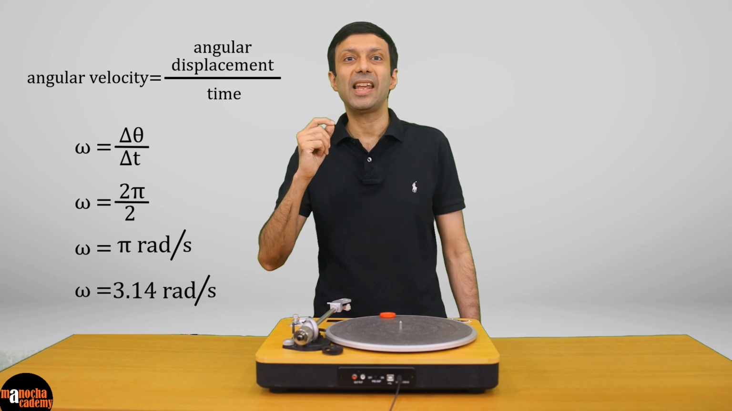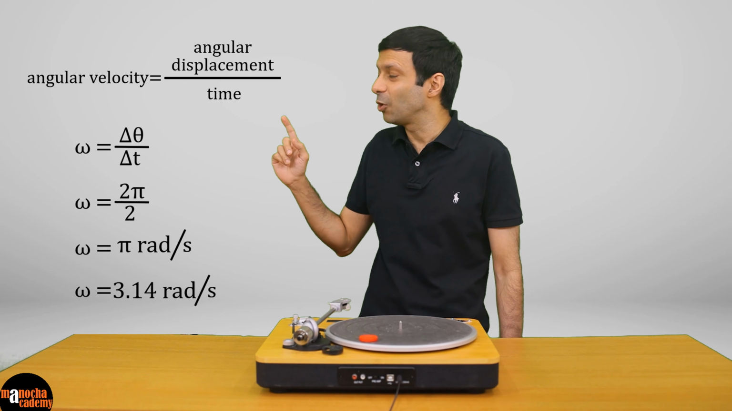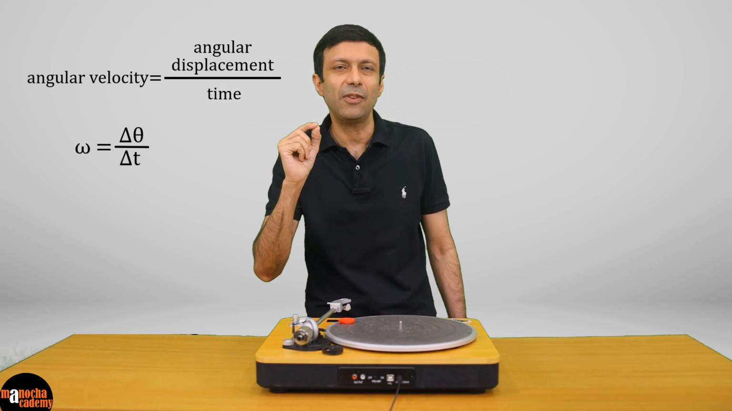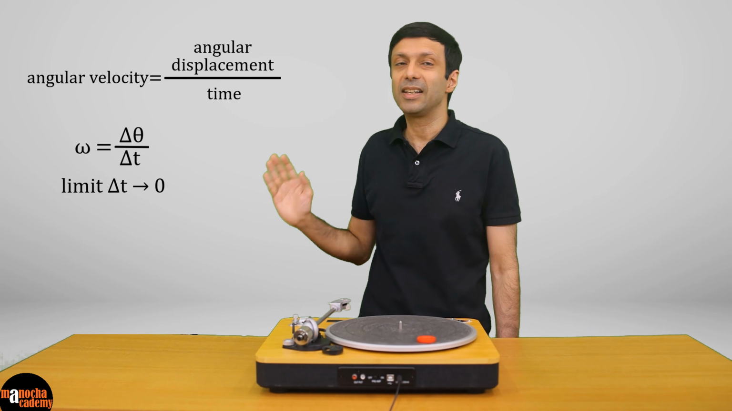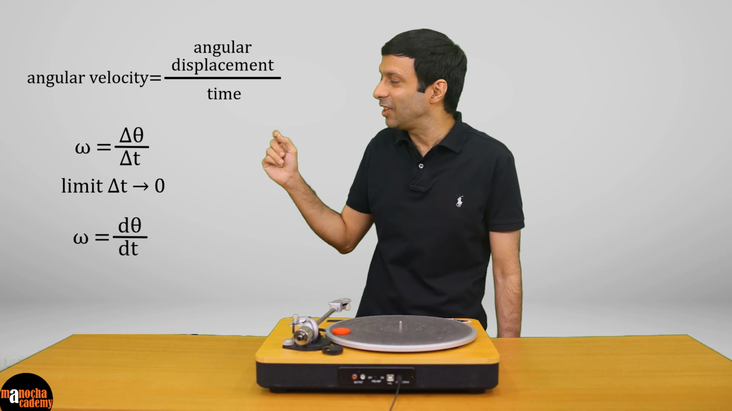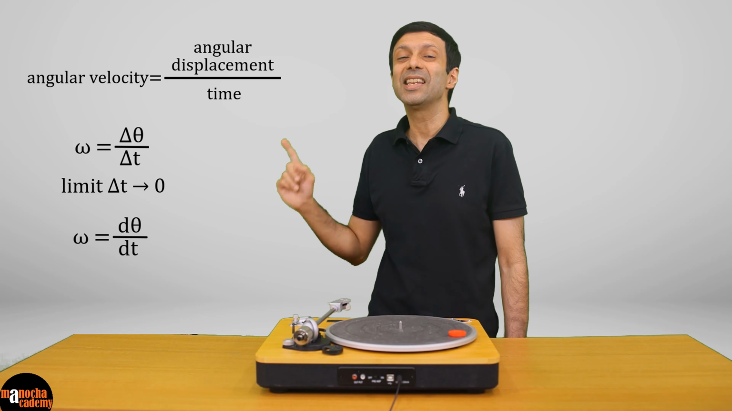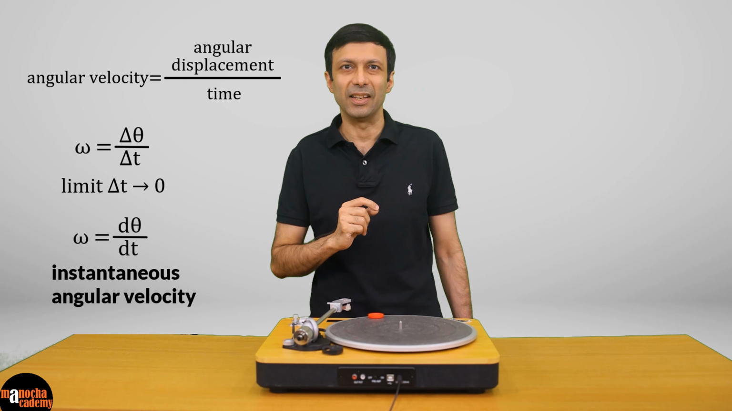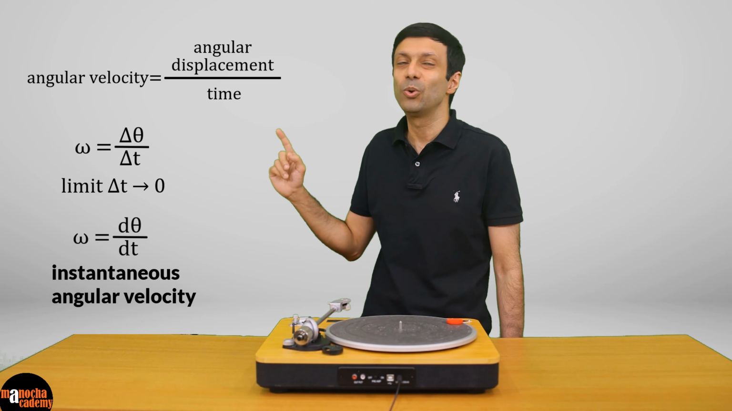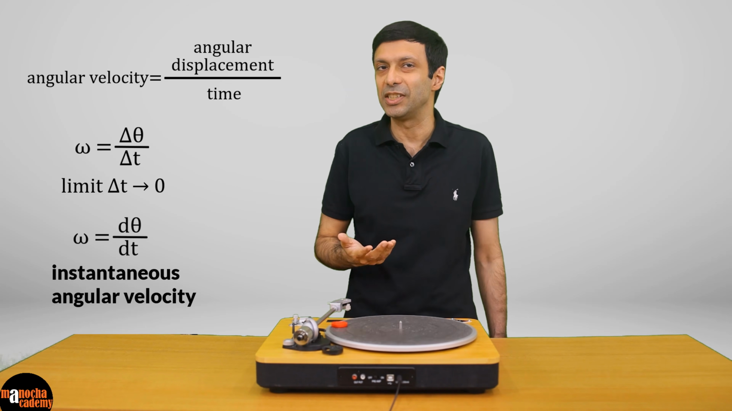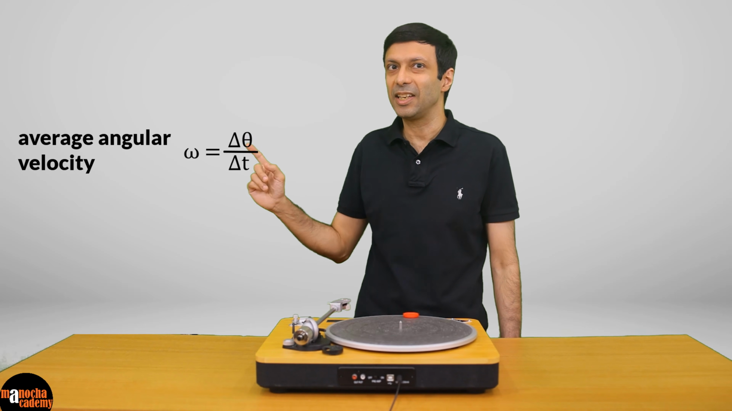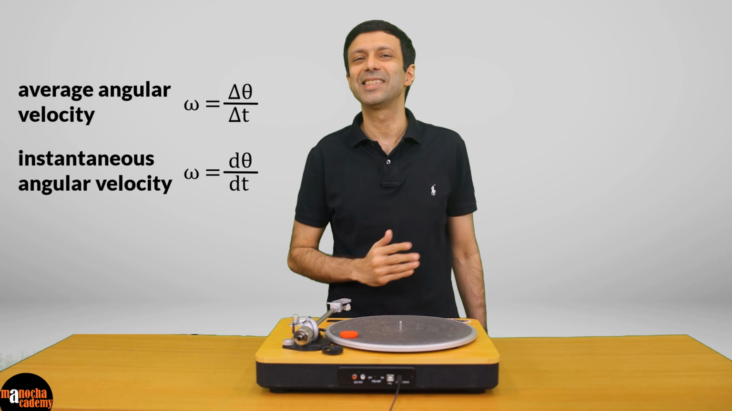Now note that this is the average angular velocity, omega equal to delta theta divided by delta t. But if the time interval delta t is very, very small, that is in the limit delta t tending to 0, our formula becomes omega equal to d theta by dt using calculus. And this is the instantaneous angular velocity. That means the angular velocity at any particular instant. So that is omega equal to d theta by dt. We have to do the differentiation with time here.